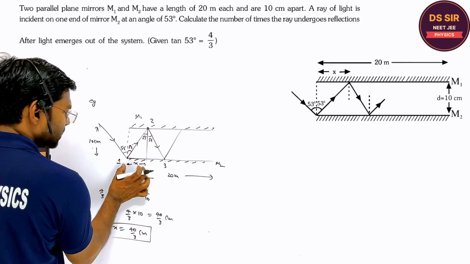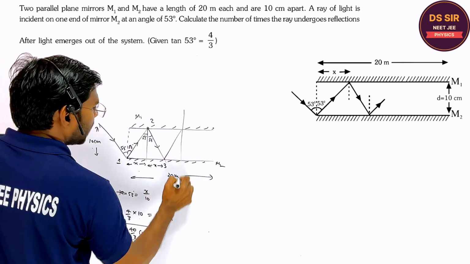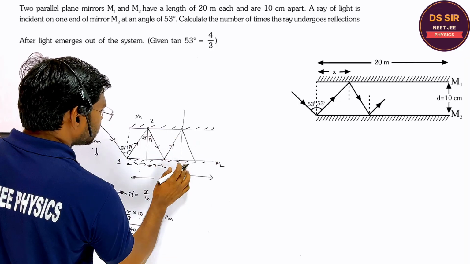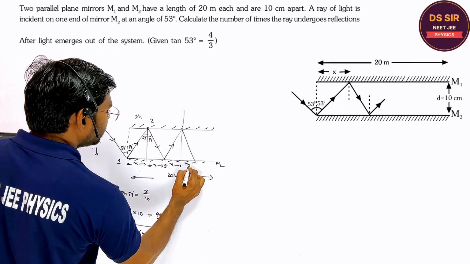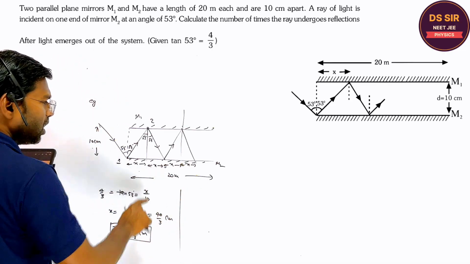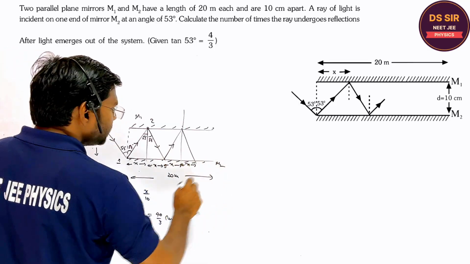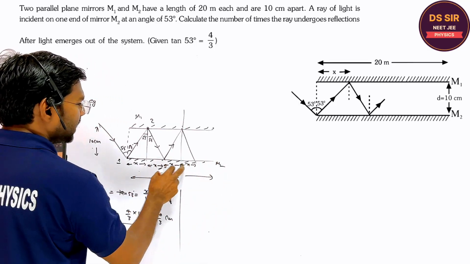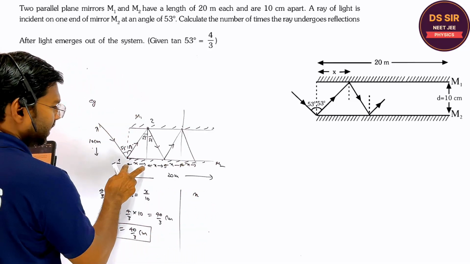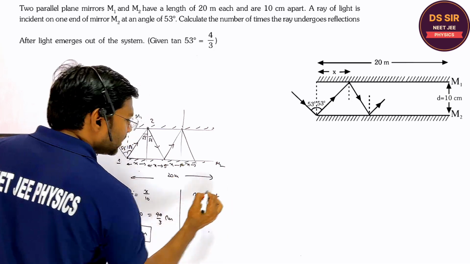This is the one distance, 40 by 3. Then again, this is the second. Again, it is the third reflection. Again, it is x. Again, it is x. So if it is 20 meters, how many x's are there? This total length is L. So suppose that there are n times x, 1x, 2x, 3x. Suppose nx are there and it is equal to L.